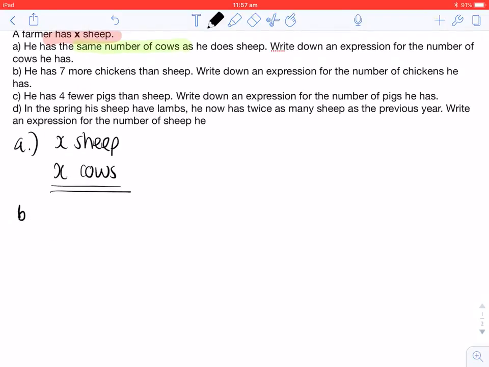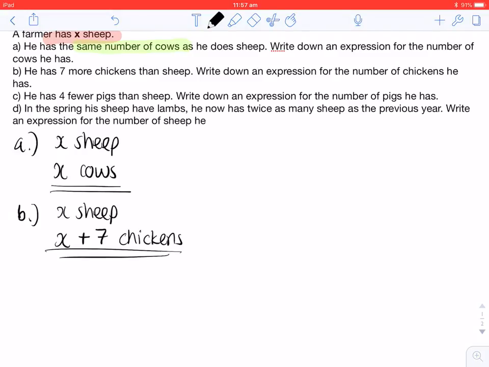Part B. He has 7 more chickens than sheep. Write down an expression for the number of chickens he has. So we know that he has X sheep. We've established this already. But he's got 7 extra chickens. So what he's got is X, because that's the number of sheep, and 7 more chickens, so it's plus 7. So he has X plus 7 chickens on his farm.